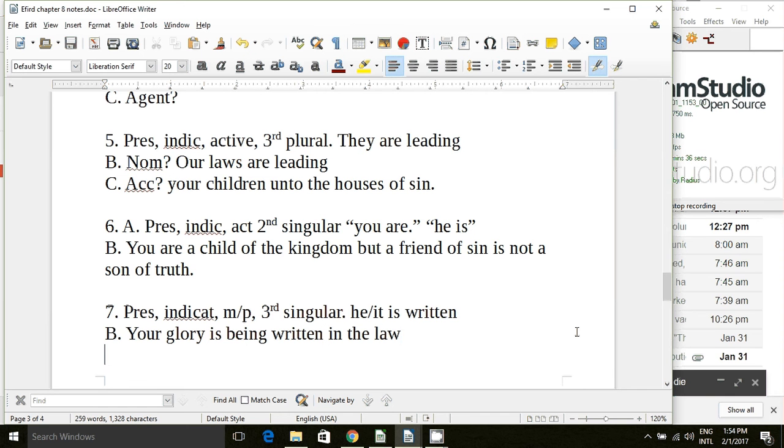Now we'll do the second half of the sentence. Where's our verb there? He hamartia auton kerisatai. There it is. And that is also present indicative, third middle passive singular. So your glory is being written in the law, but where's my nominative to go with kerisata, which means he, she, or it is being proclaimed? It's hamartia. But the sin auton, that's of them, there, but their sin is being proclaimed.